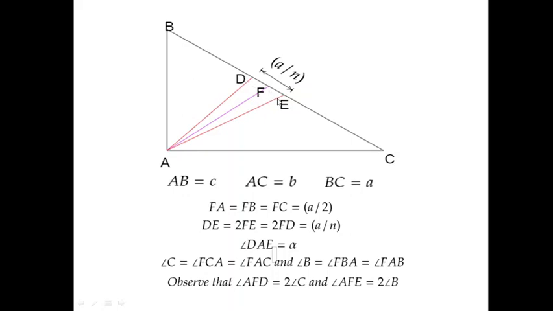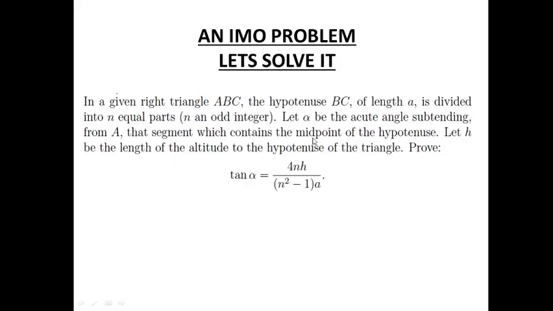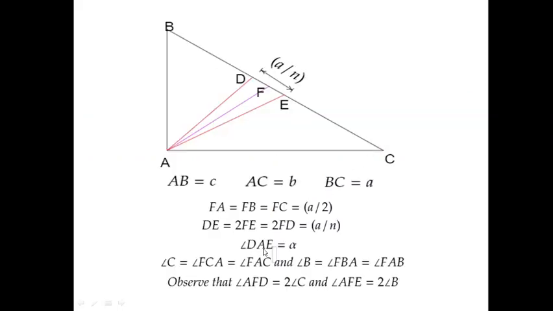So F will also be the midpoint of DE. So you can write FE equals FD equals a by 2n. That I have written here. You can assume DE equals 2FE equals 2FD equals a by n, another way of writing this. Now DAE is given to be alpha, the acute angle subtending from A, that segment which contains the midpoint of the hypotenuse. So angle DAE is alpha, given.